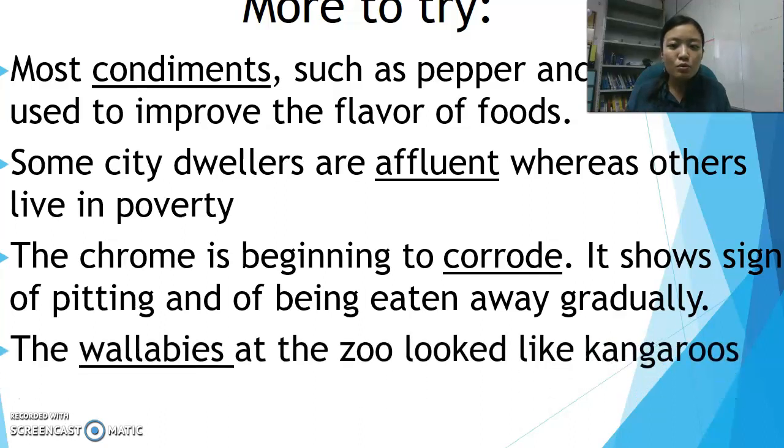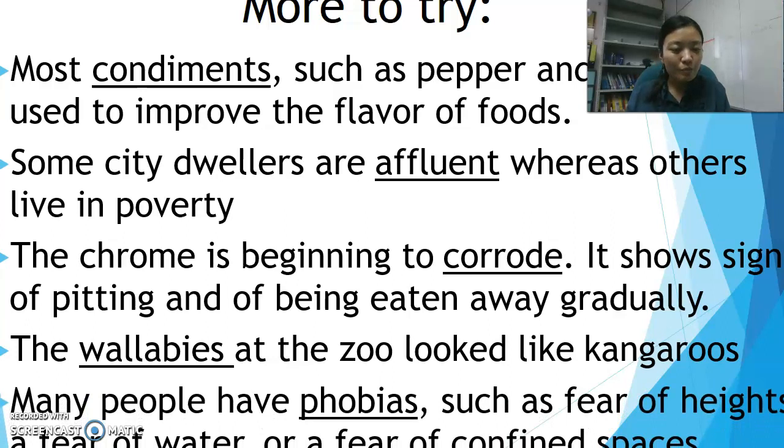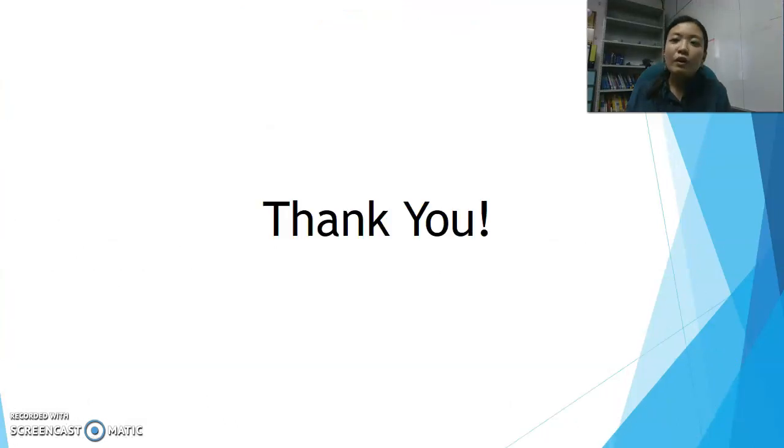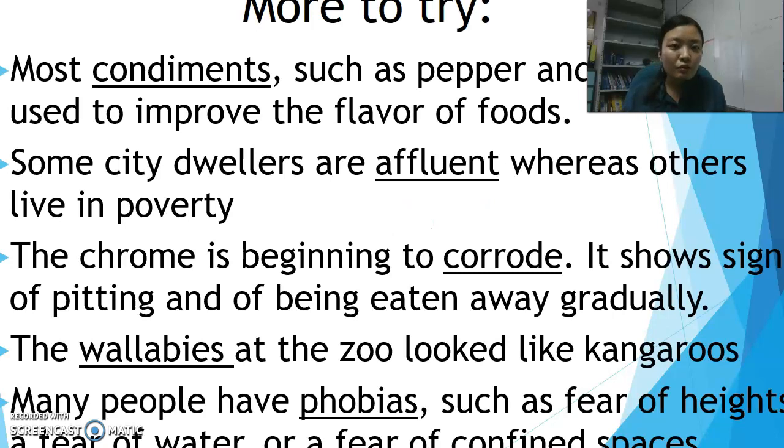Okay. Final one. The wallabies at the zoo look like kangaroos. So wallabies are something like kangaroos, looks like that. Okay, one more. Many people have phobias such as fear of heights, fear of water, fear of confined spaces. So phobia means fear of something. Okay, alright, so those are basically some of the examples I've given to you.